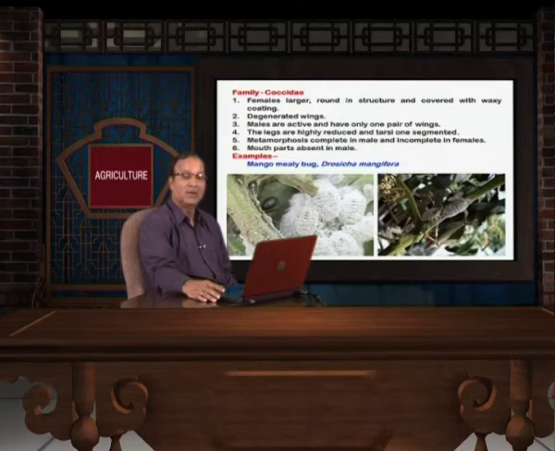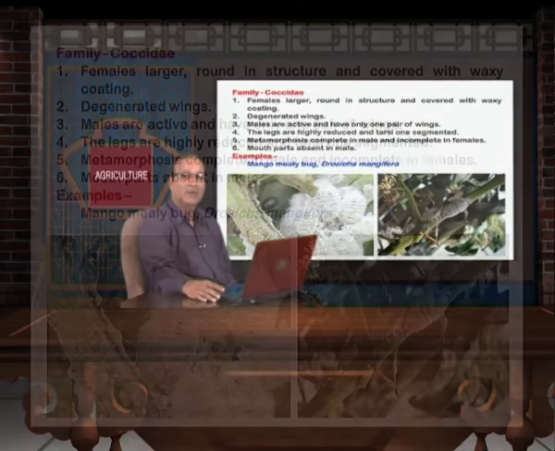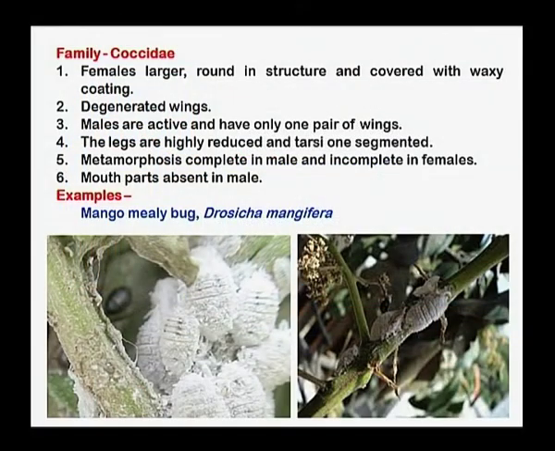So, these are some of the characters of the family Coccidae, and one of the best examples is the mango mealybug, which is a pest of mango. If you look at the diagram shown on your screen, it clearly indicates that a powdery white material is coated on the body of the adult as well as the nymph, and that is a peculiar character of the family Coccidae.